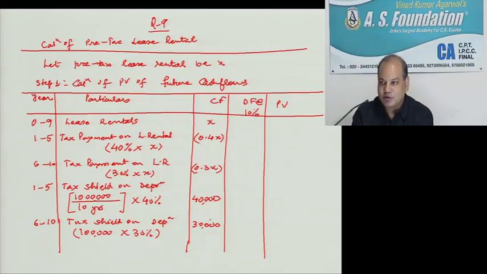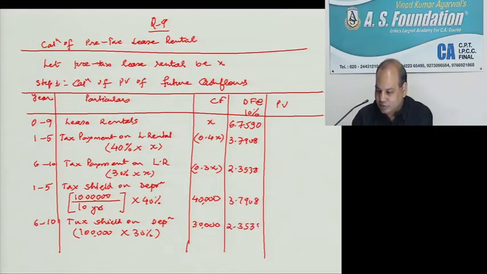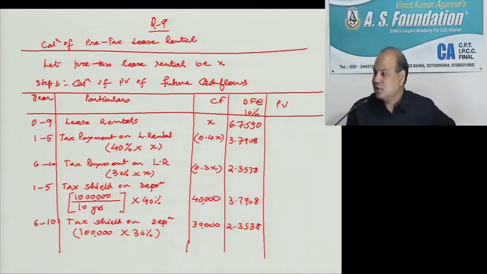So now 0 to 9 you will be able to write the discounting factor. First calculate on your calculator 1-9, add 1. Yes. 6.7590. Now 1-5, 3.7908. This I remember. Next 6 to 10, 2.3538. Now don't calculate again. 3.7908. 2.3538. Is it right?